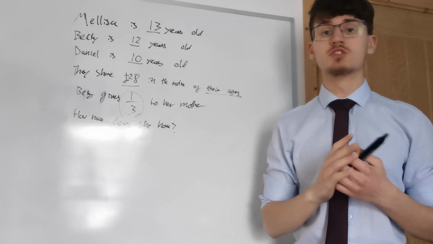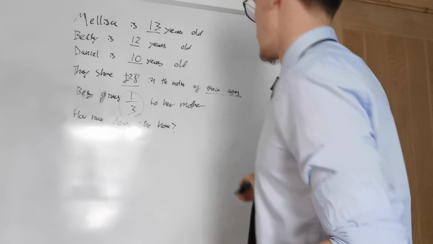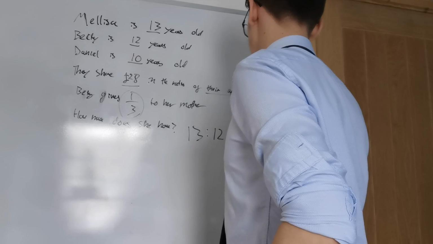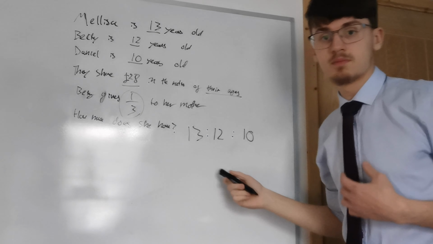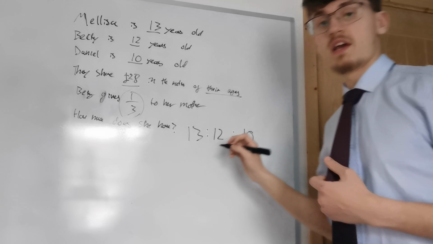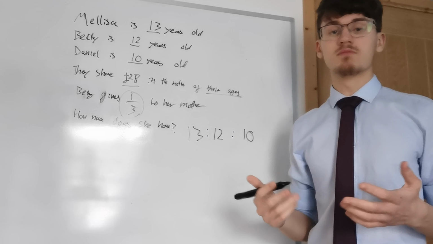It's exactly the same, it's not any more complicated. So the ratio is 13 to 12 to 10. And this cannot be simplified because 13 doesn't have any divisors except itself. So now we have the ratio of their ages. Our next step is to share the money out to each person.